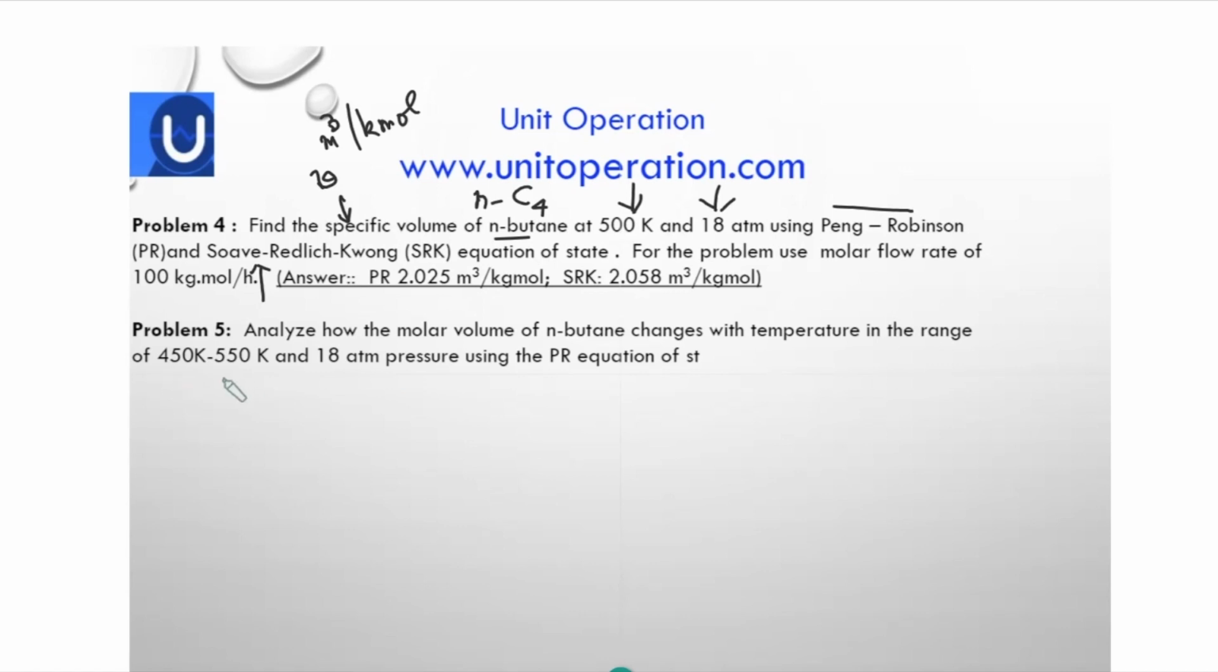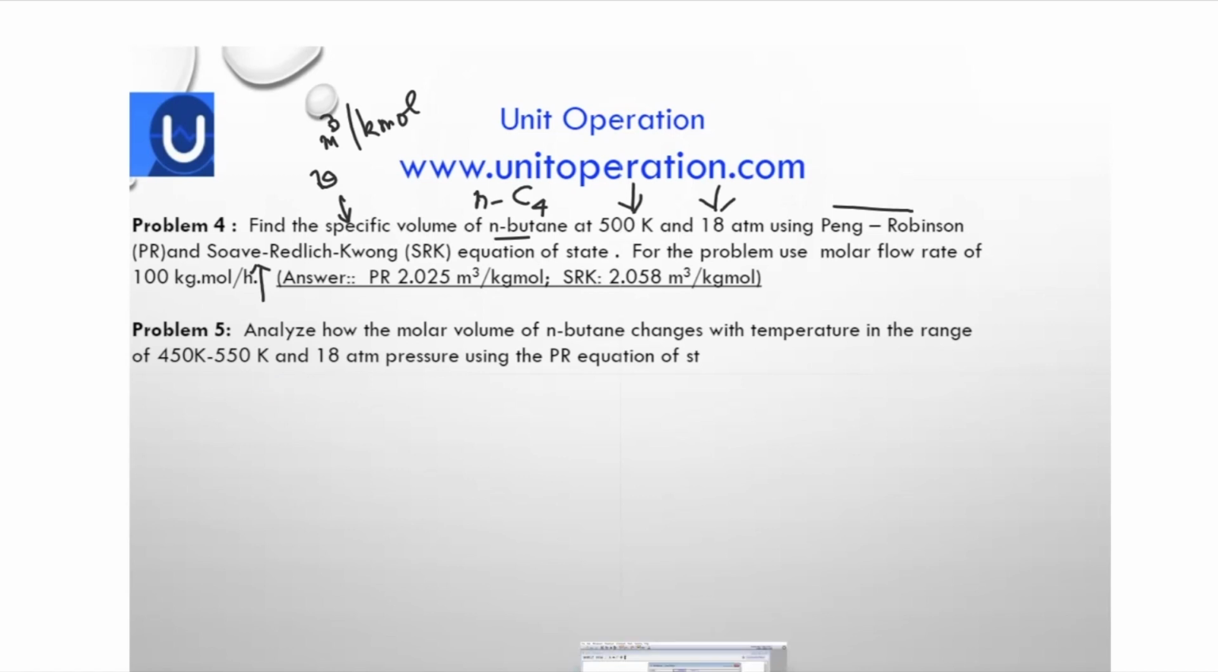Now let us say you want to see, at the same pressure of 18 atmosphere, if I vary the temperature, how that particular value of the variable changes. Let's say in this case, how the value of the molar volume changes at 18 atmosphere pressure for normal butane if I vary the temperature between 450 K and 550 K. These data are very important for designing.